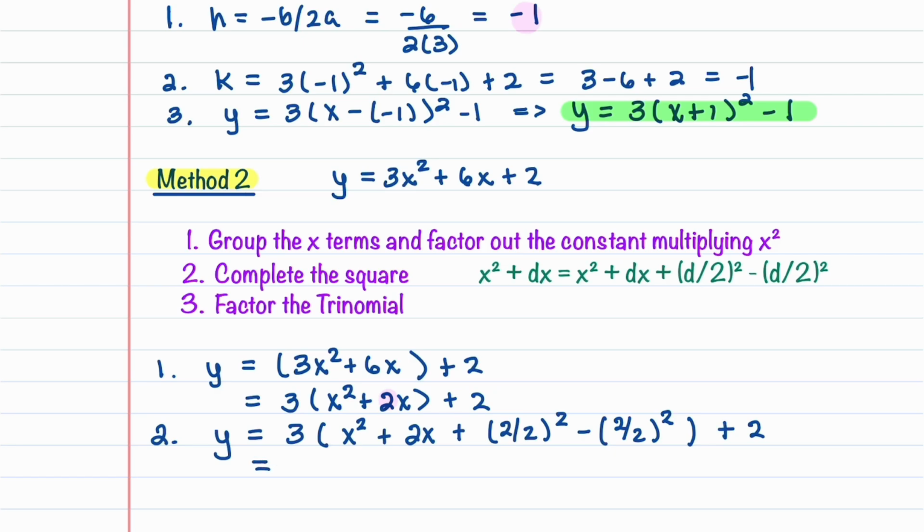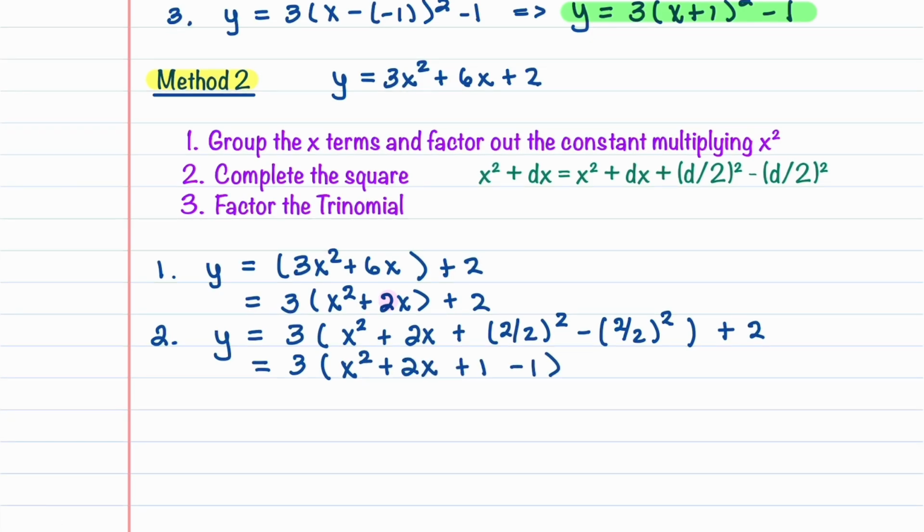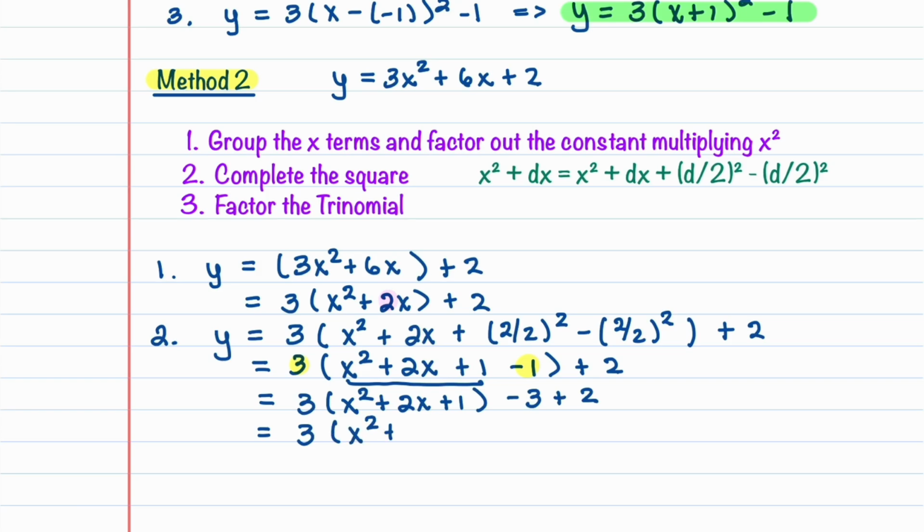Now let's go ahead and let's simplify. This is 3 times x squared plus 2x plus 1 minus 1, plus 2. Now we're going to regroup. I'm going to pull all these together. So we have a 3 times x squared plus 2x plus 1. And then we have a 3 times a negative 1. Let me highlight that so you can see what I'm talking about. We have a 3 times a negative 1. And that gives us a minus 3 plus 2. And this then becomes 3 times x squared plus 2x plus 1, minus 1.